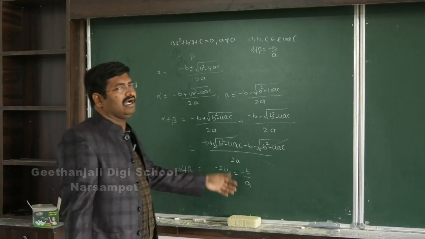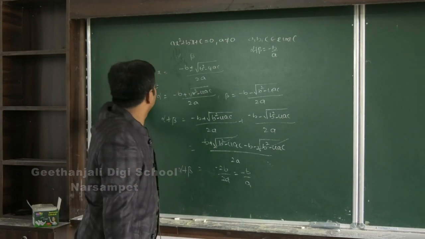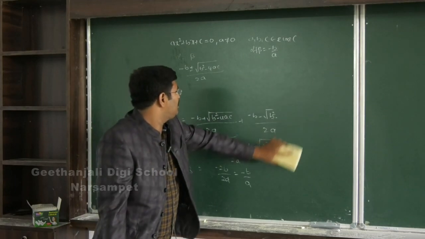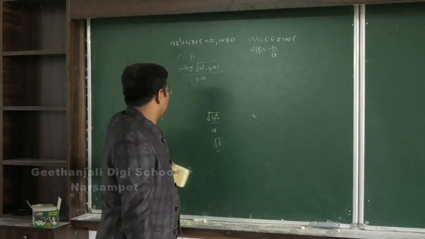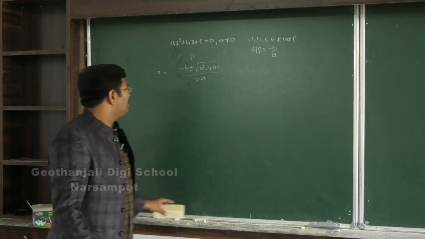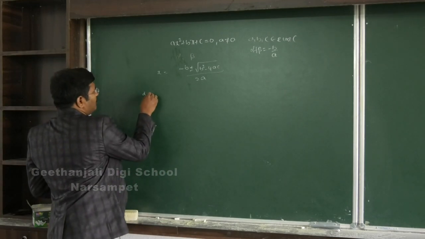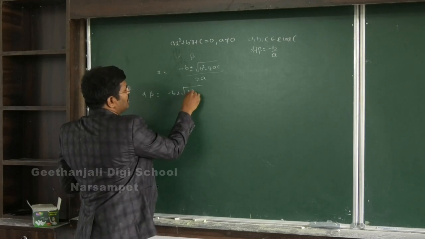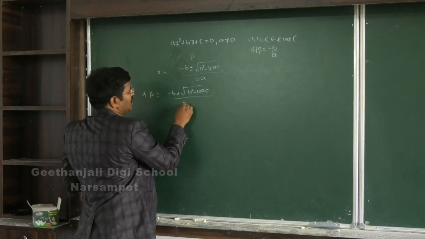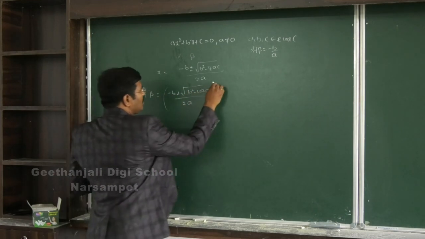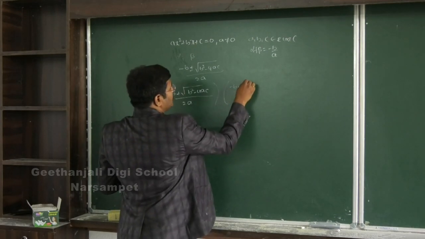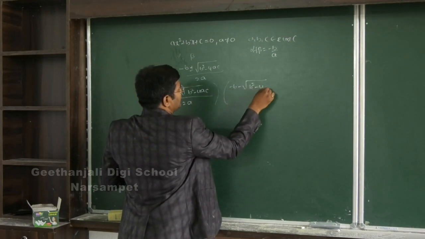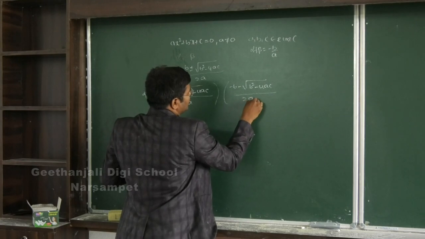Now we will go for the product of the roots. Already you know alpha is minus b plus root of b square minus 4ac by 2a, and beta is minus b minus root of b square minus 4ac by 2a.